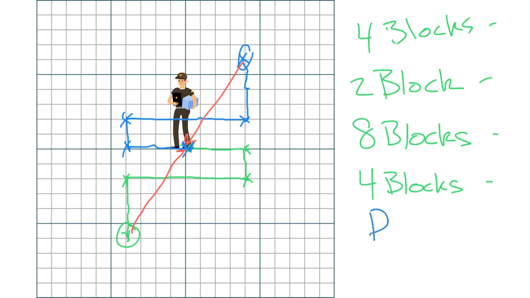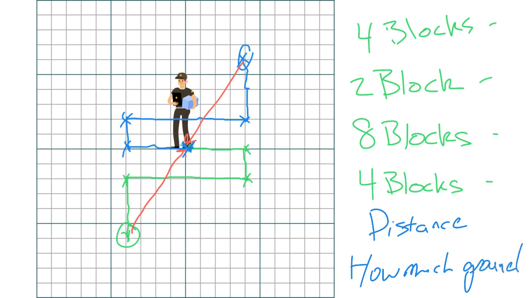All they were given was the distance they had to travel. They were given how much ground to cover. They had to travel 4 blocks, then 2 blocks, then 8 blocks, and 4 blocks, but they weren't given any more information outside of that.